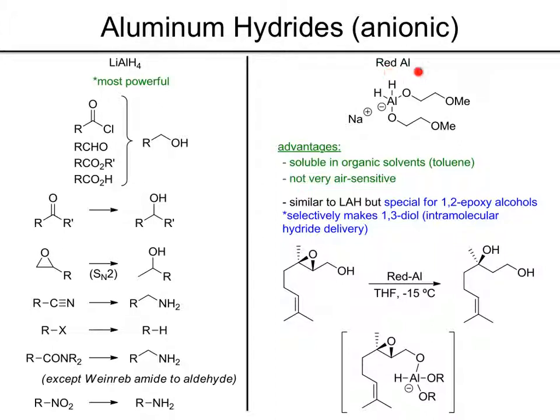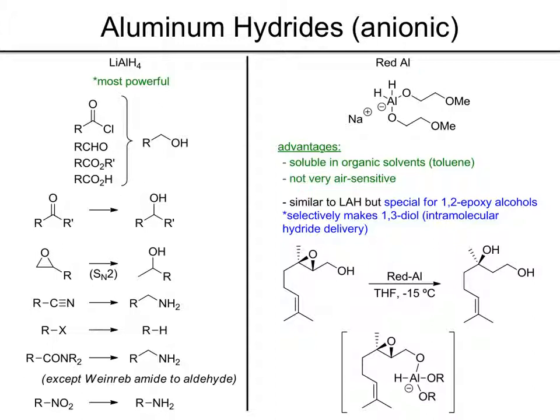Now let's look at Red-Al. Red-Al is actually a really nice reagent in that it's soluble in organic solvents and is commercially available in toluene. It's not very air sensitive when compared to lithium aluminum hydride. The structure of Red-Al has 2 hydrides. It's an aluminum hydride salt and 2 methoxy groups.